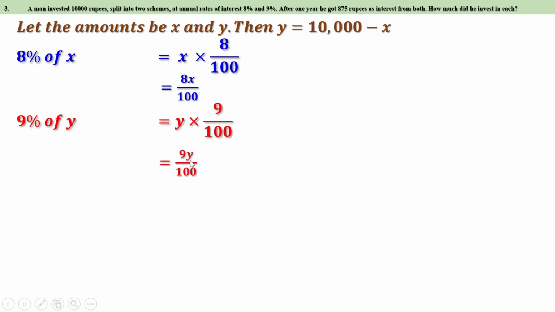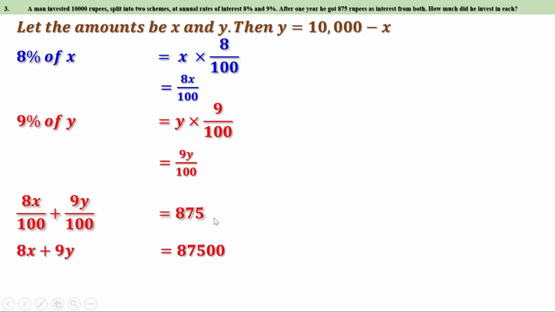Sum of these two is 875. That is 8x by 100 plus 9y by 100 equal to 875. Here the denominators are same. So let us add the numerators and put the common denominator. That is (8x plus 9y) by 100 equal to 875. Now take 100 on the other side. Then we can write 8x plus 9y equal to 875 into 100 or 87,500.